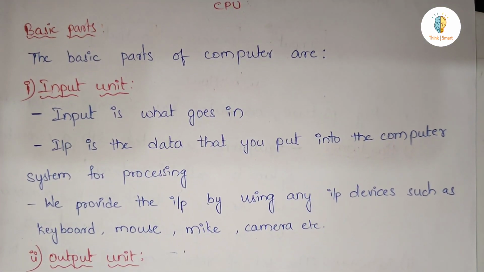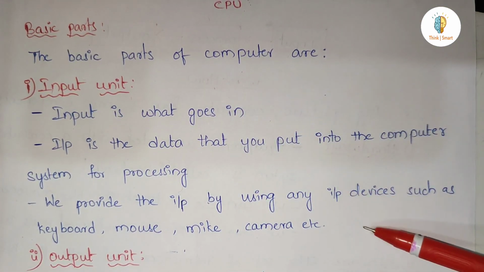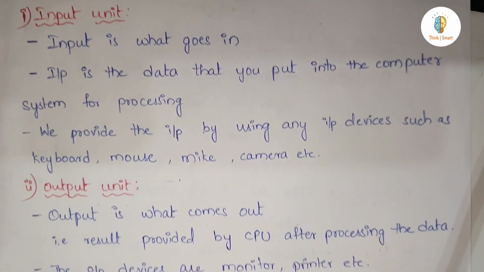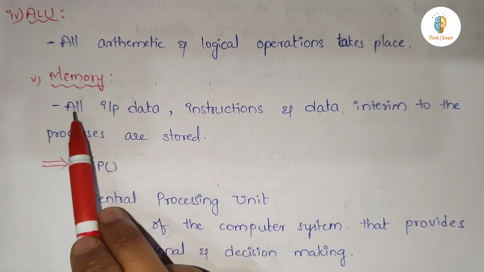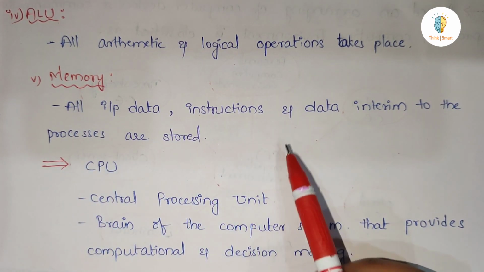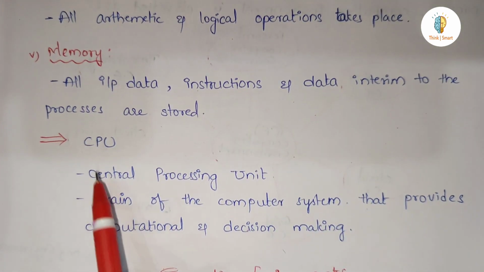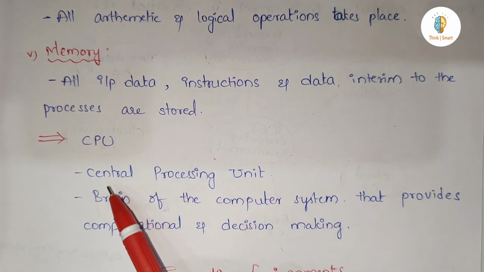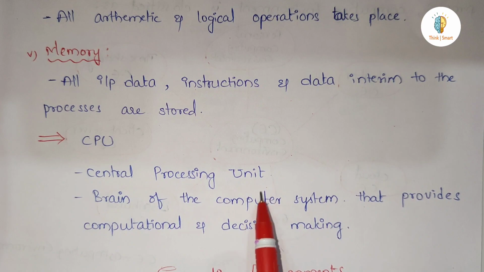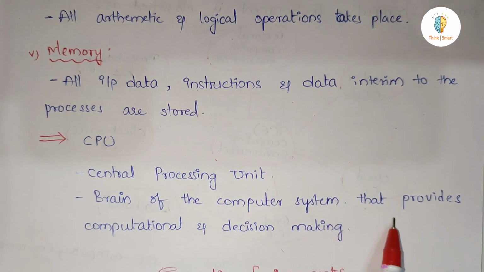Here is the whole description about the parts. And memory consists of primary and secondary memory. And those whole three parts are called the CPU. It is the central processing unit. It is the brain of the computer system that provides computational and decision making.